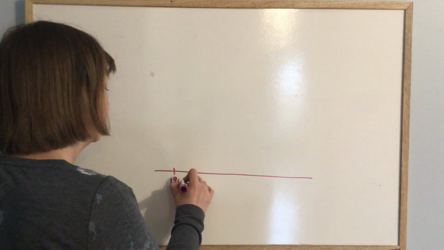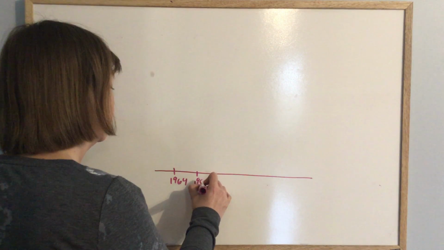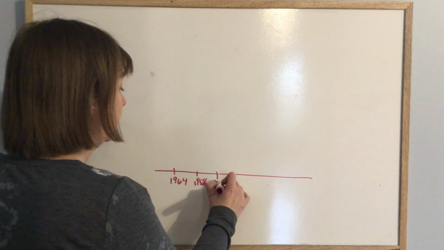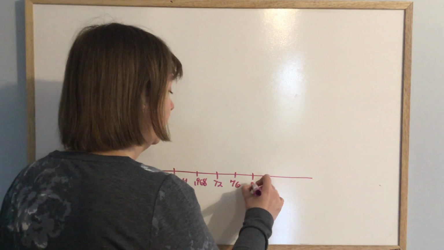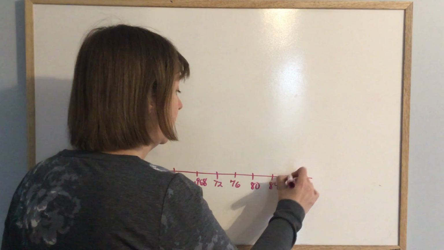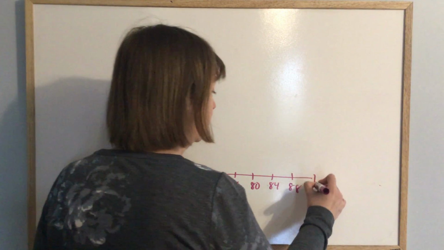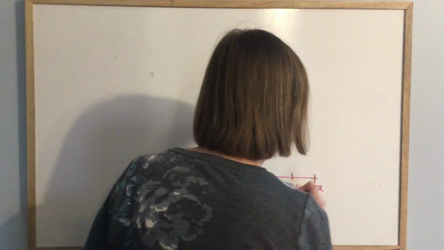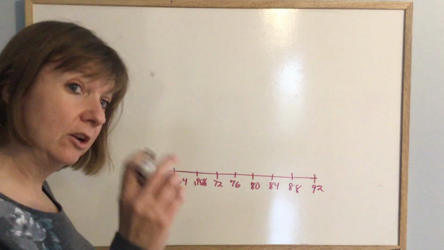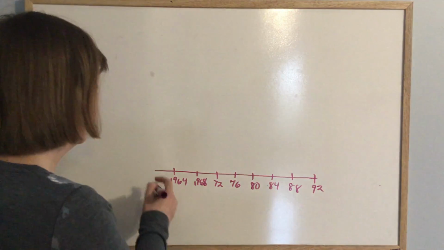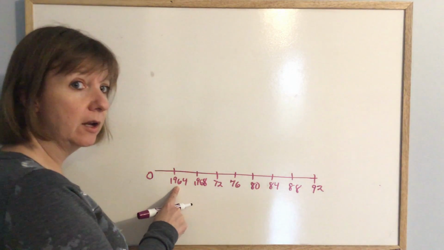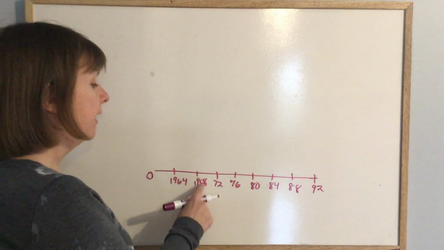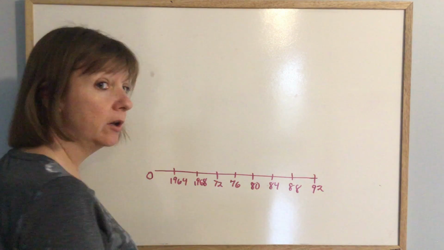I'm going to go 1964, 1968, 72, 76, 80, 84, 88, 92, and that's where they stop. Now, here's something I want to point out. 0 is here. Then we jump to 1,964, and then we count every 4 years.